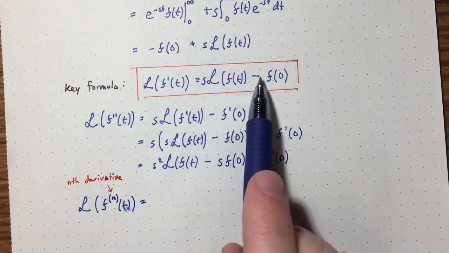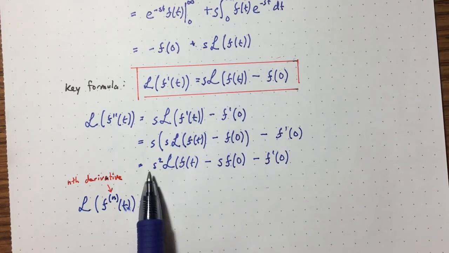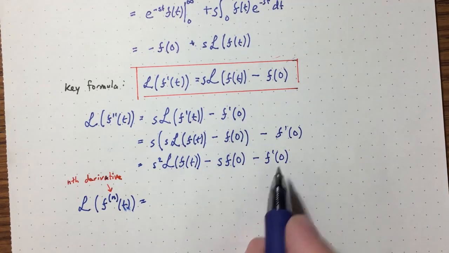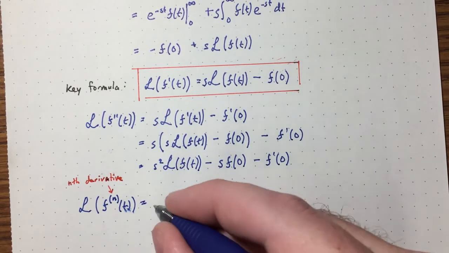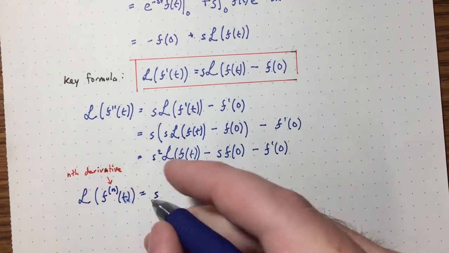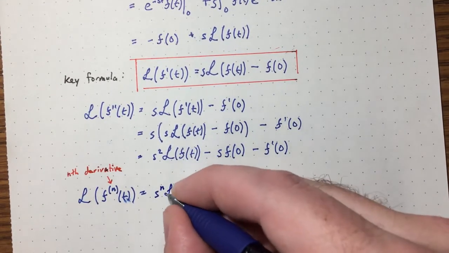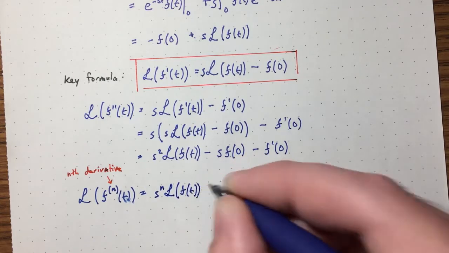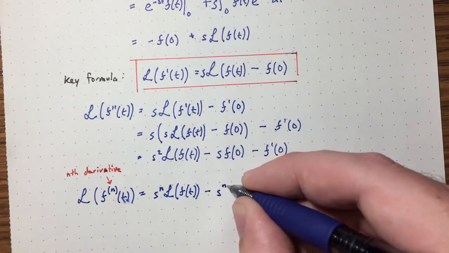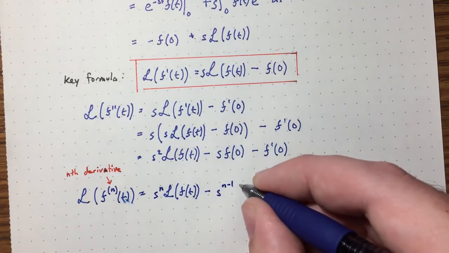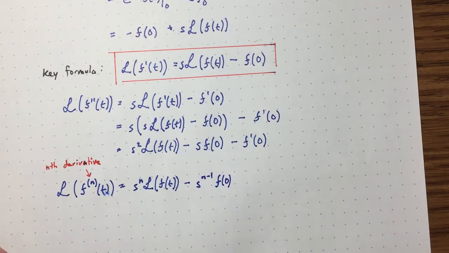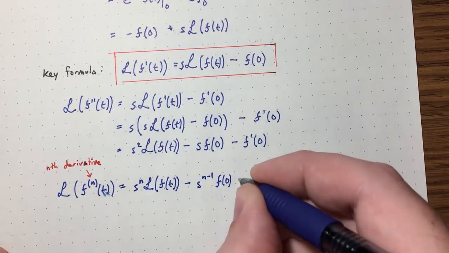Here we have an s times L of f of t. We have an s squared times L of f of t, and then minus an s, and then this continues. So it turns out that what you get here, and you can prove this by induction, well, what power of s do you think you get? It's s to the n times L of f of t. Let's write out the next term too. And you get minus, well, the s's go down by 1. So s to the n minus 1 times f of 0 minus s to the n minus 2 times f prime of 0, etc.